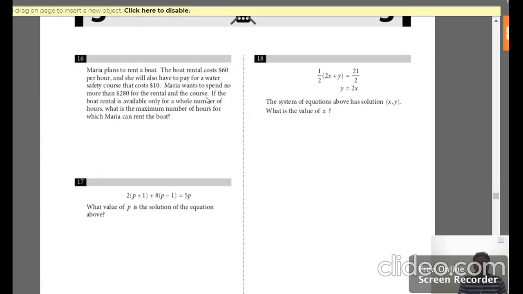Maria plans to rent a boat. The boat rental costs $60 per hour, and she will have to pay for a water safety course that costs $10 every time. Maria wants to spend no more than 280 for the rental and the course. If the boat rental is available only for a whole number of hours, what is the maximum number of hours for which Maria can rent the boat?